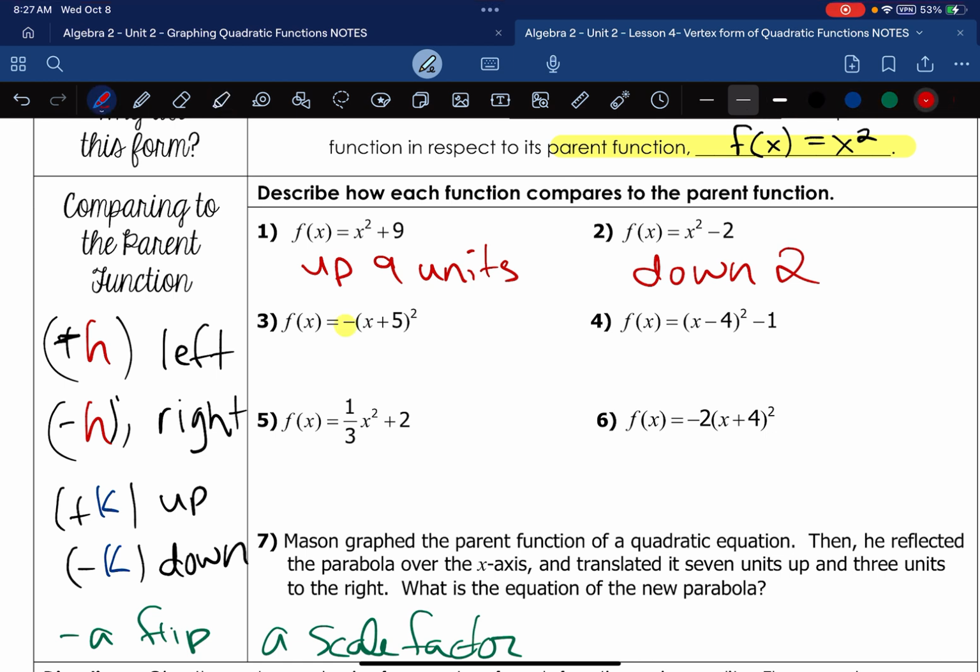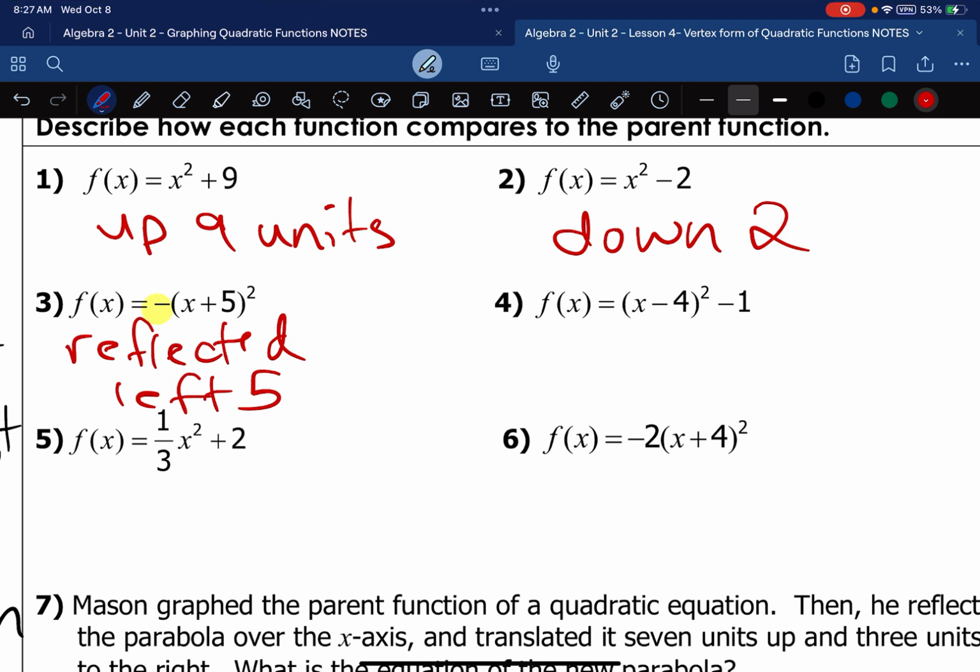This negative out front is going to tell me that it's flipped or reflected. Let's use the word reflected. And the +5 on the inside tells me we go left 5. I'm going to zoom in so my writing's a little bit neater. Okay, our next one, we're going to describe these. We have a number on the inside and a number on the outside. So we have a shift. We're going right by 4. And we're shifting down by 1.